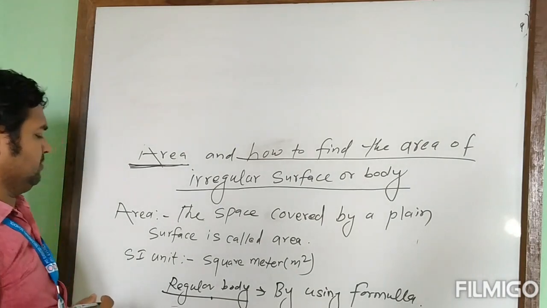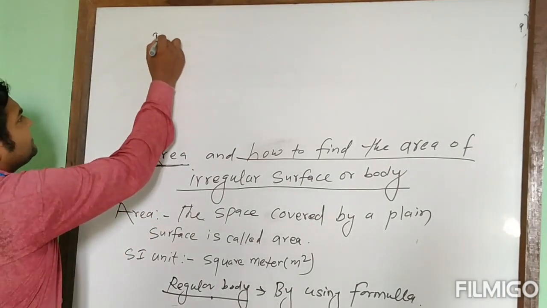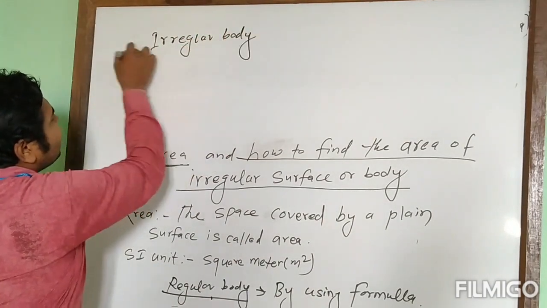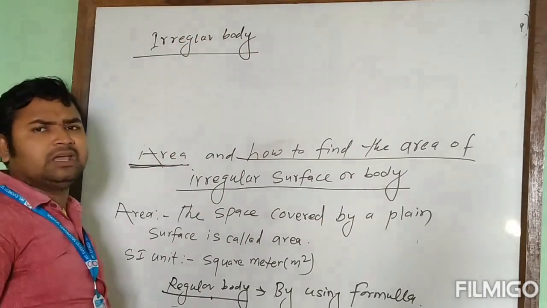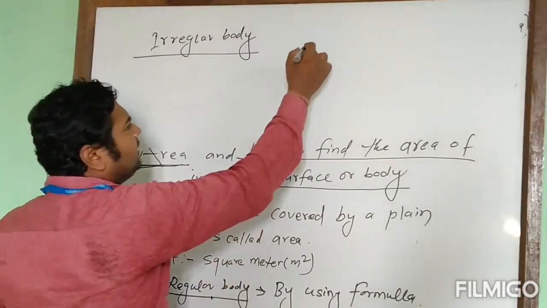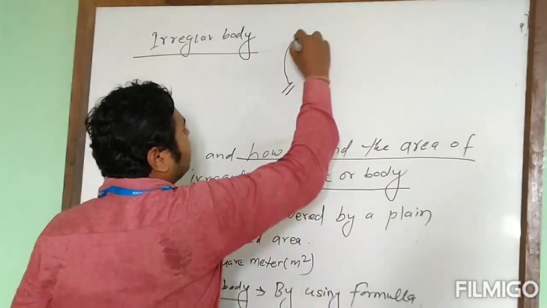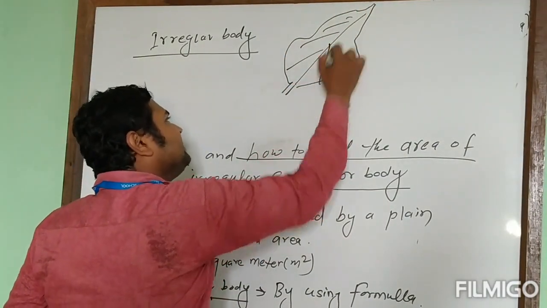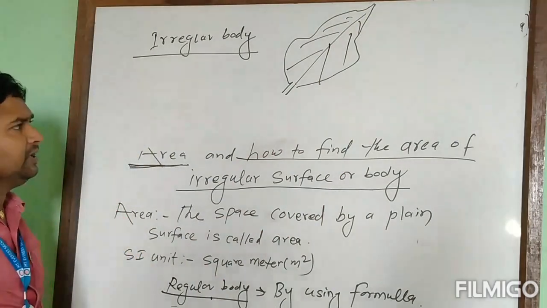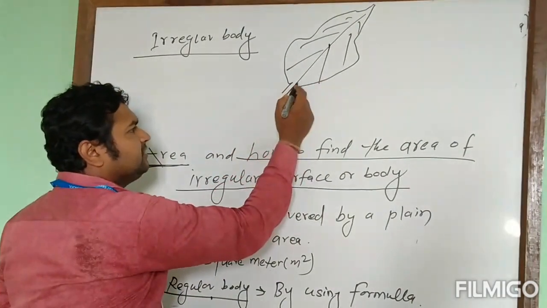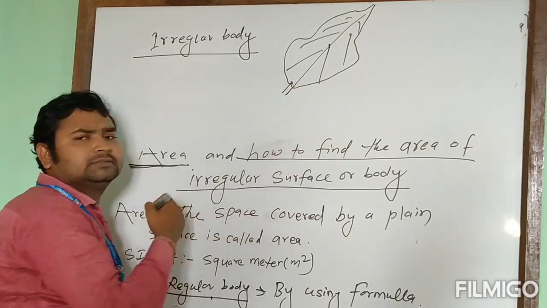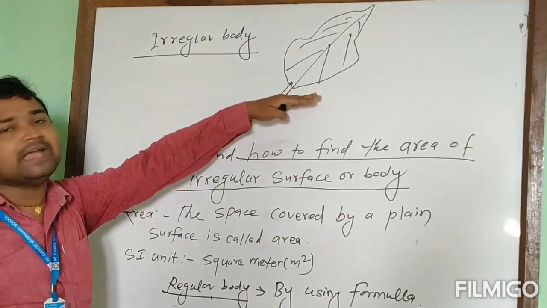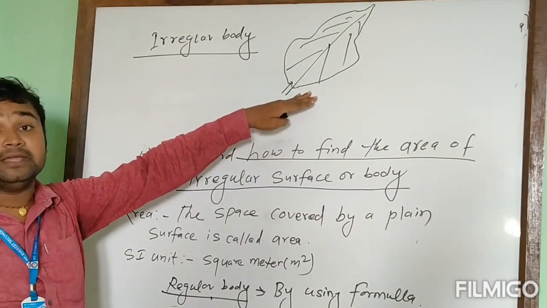How can we find the area of an irregular body? Suppose we take one example. This is a leaf. It has no geometrical shape. It has no accurate length, breadth or height. In that condition, how can we calculate the area of this type of body?